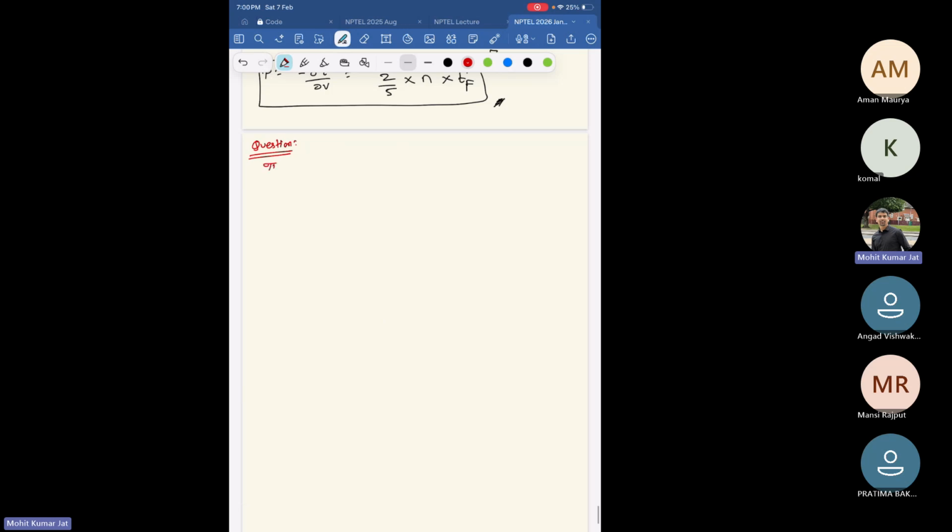So the next question is: the Fermi energy of a metal is 5.51 eV. The average energy of the electron at 0 Kelvin is expressed as this one.